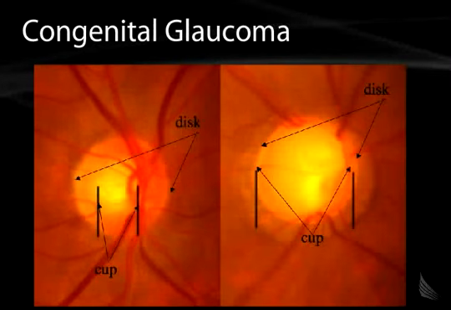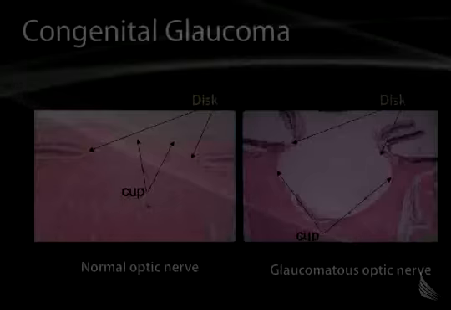Here's a picture of congenital glaucoma, what it looks like in the optic nerve. On the left, we have a normal-looking optic nerve with a small cup, which is the pale center portion, and a larger disc, which is the larger pink area. With glaucoma, whether it's congenital glaucoma or not, you get a marked enlargement of the cup from death of the neural tissue inside the cup, which leads to an increase in the cup-to-disc ratio. You get a thin optic nerve rim in the disc, and that's a sign of glaucoma.